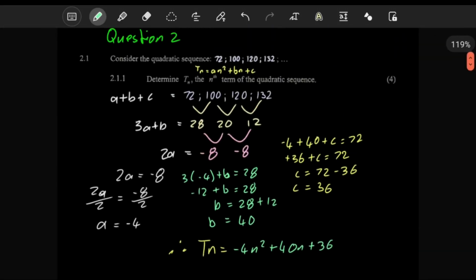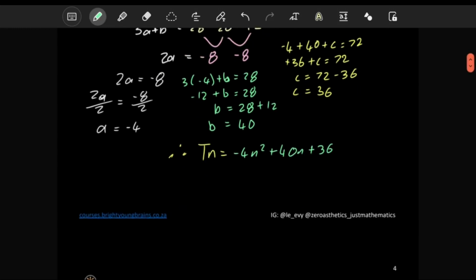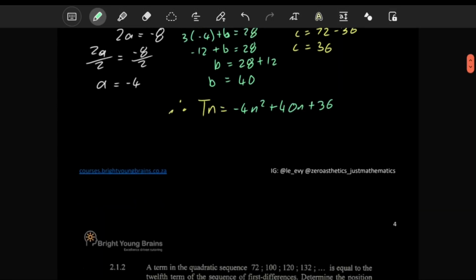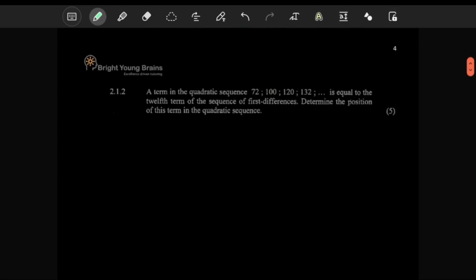So what you do want to do for yourself is double check if it's correct. To double check whether it's correct or not, you can just choose a random term in here, like term number 3. Throw 3 where n is and see if that gives you 120. So let's actually just do that. Yep. It does give us 120, so we can just move on to the next question.